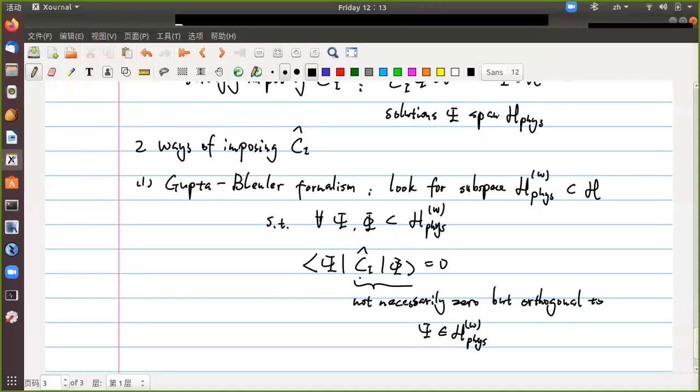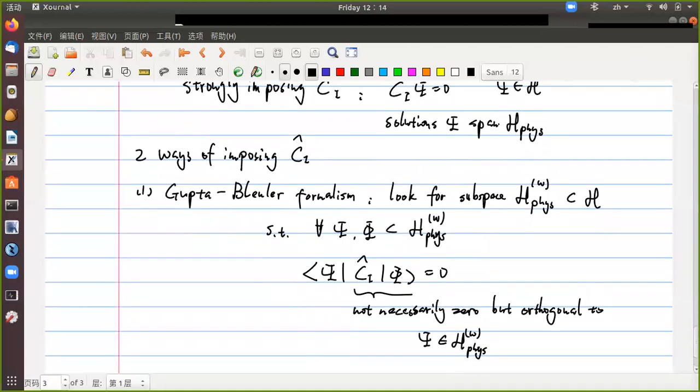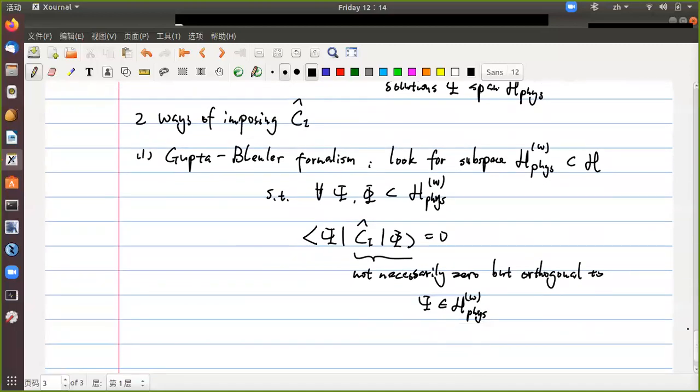The only requirement is that the constraint operator maps the state to the orthogonal complement of the physical Hilbert space, the weak physical Hilbert space. So the constraint operating on a state in the solution space is not necessarily 0, but you only need to map it outside the Hilbert space. Okay, so that's why you can see this is really weaker. It is much weaker. You can really get a lot of solutions. Although when you're imposing constraints strongly, you have no solution, but weakly you can indeed get solutions.